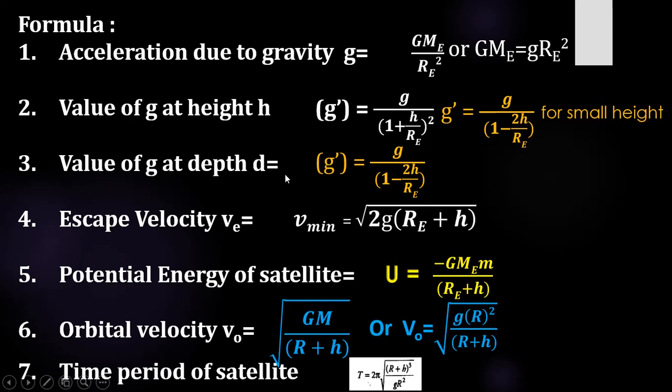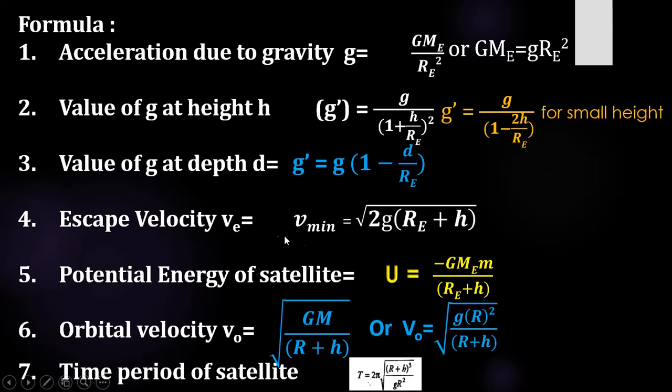Then the value of acceleration due to gravity at a depth d. The value of g at a depth d can be written as g dash equal to g into bracket 1 minus d upon Re, where d is depth. Escape velocity Ve or V minimum, both are correct. So root of 2g (Re plus h), you can write it as root of 2g Re also by omitting this h value.